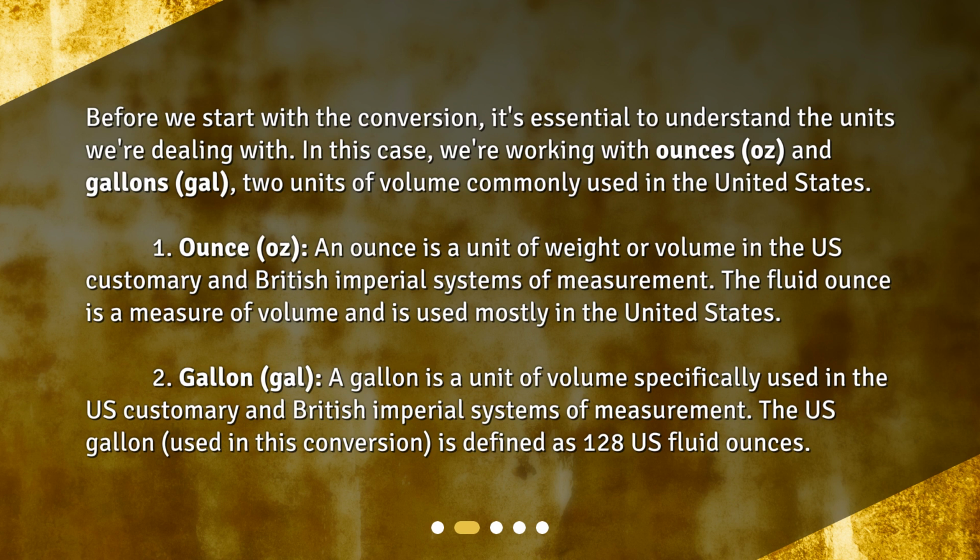2. Gallon, gal. A gallon is a unit of volume specifically used in the U.S. customary and British imperial systems of measurement. The U.S. gallon, used in this conversion, is defined as 128 U.S. fluid ounces.